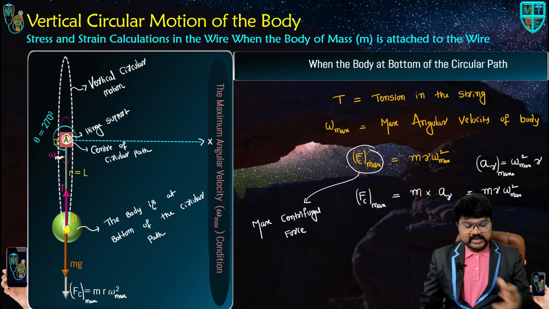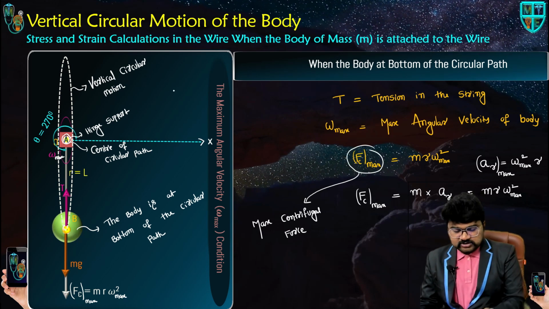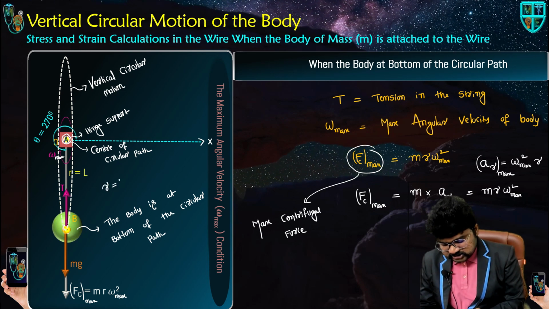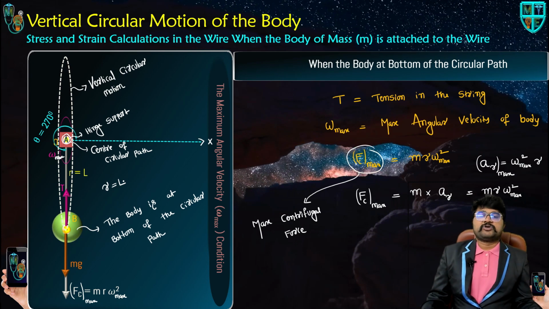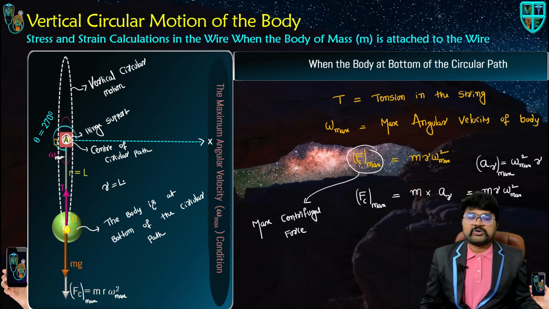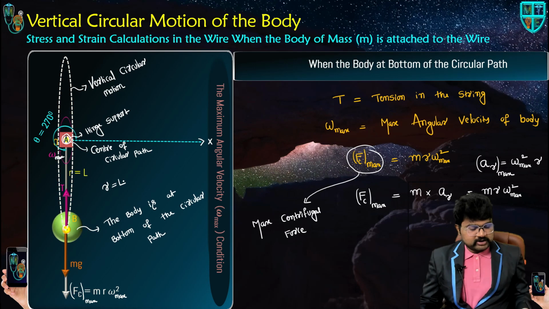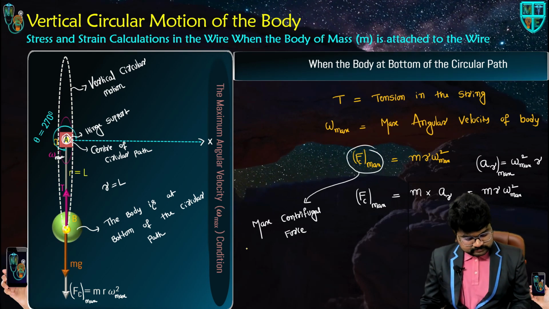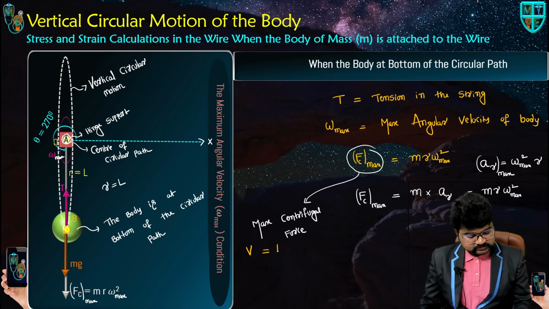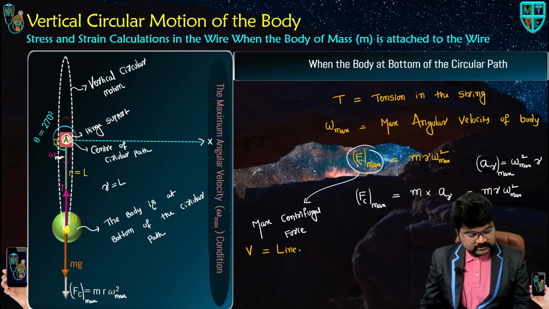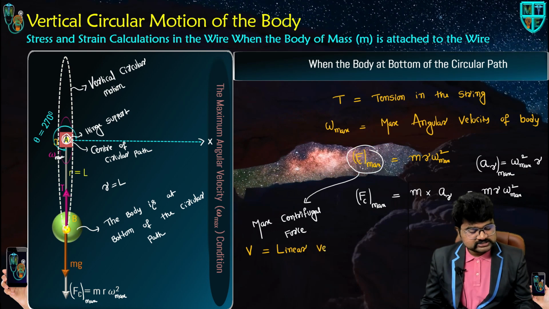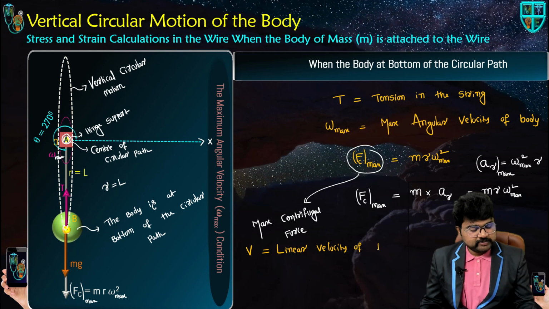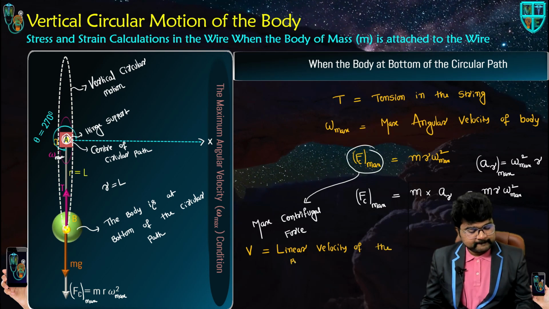Okay na? So under theta equal to 90 degrees, r becomes equal to L. Radius of rotation of the circular path becomes equal to length of the wire. I want to tell you one more thing here. V refers to linear velocity of the body.